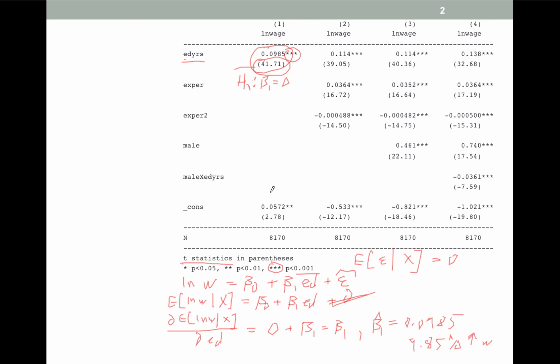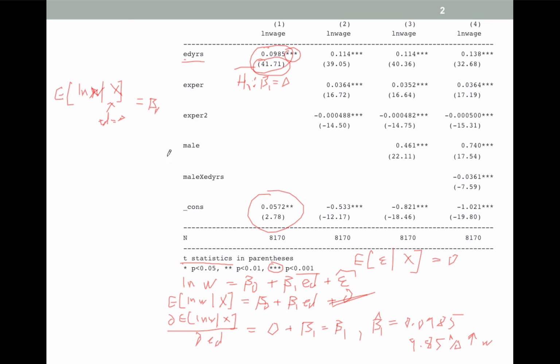Now, let's take a look at this constant. The constant represents the expected value of log wage, given our independent variables, when all of those independent variables, in this case just education, equal 0. Okay, that's going to be beta 0. So in this case, 0.0572 is what we expect log wage to be for someone with 0 years of education or no schooling at all.